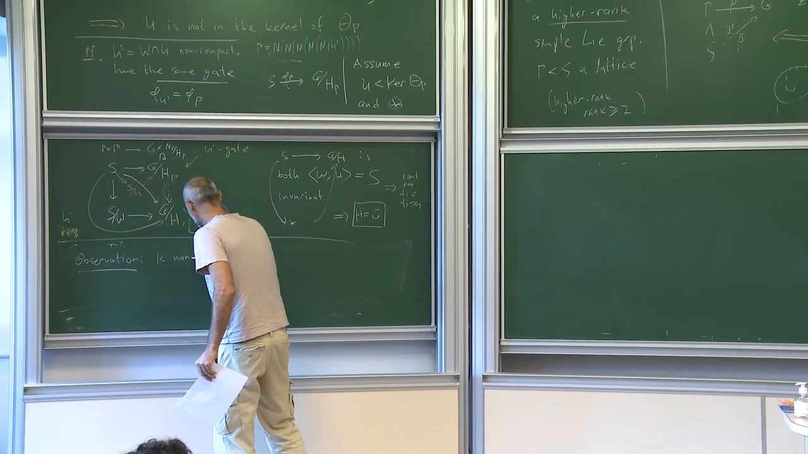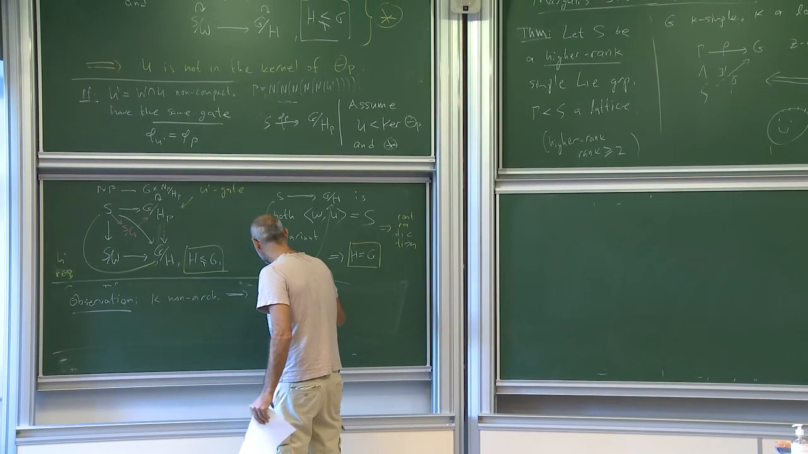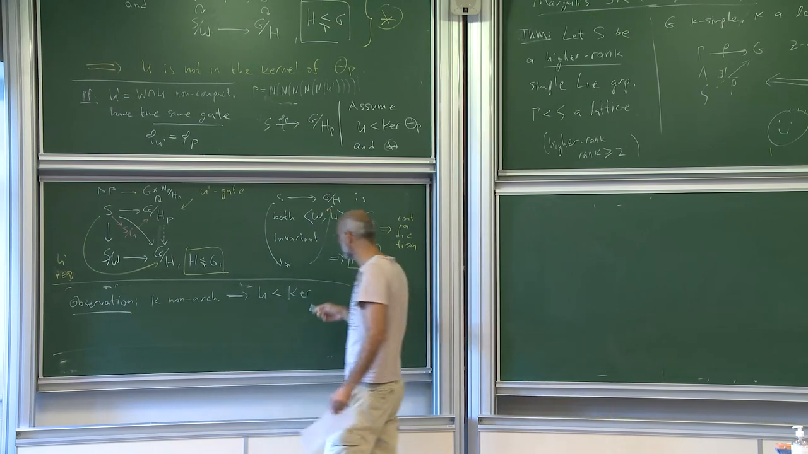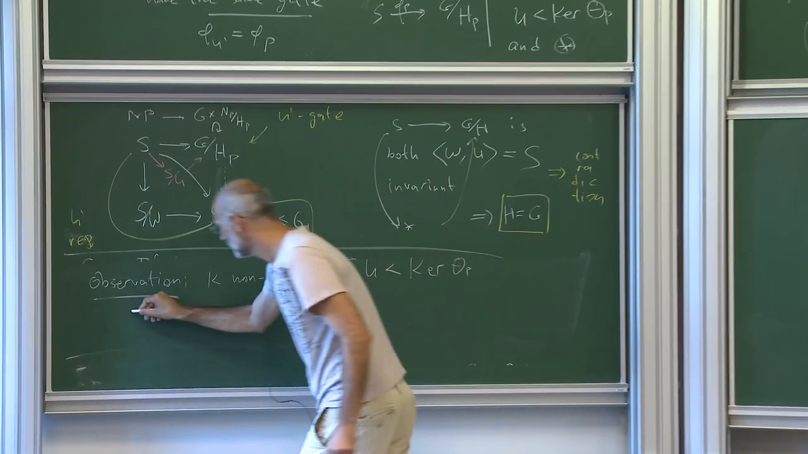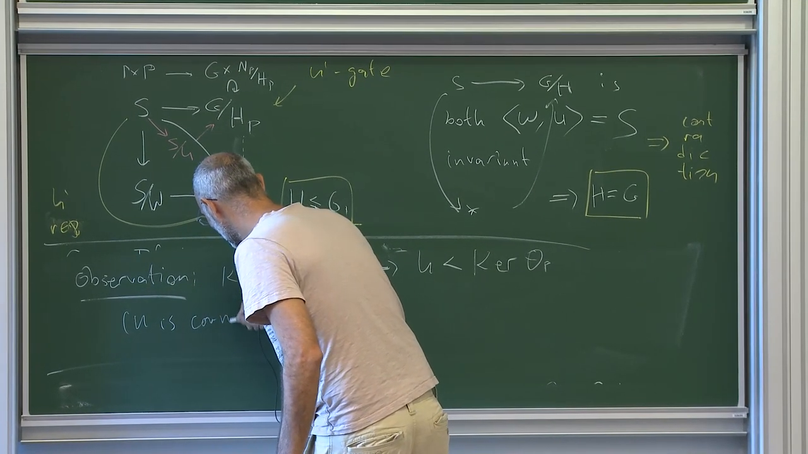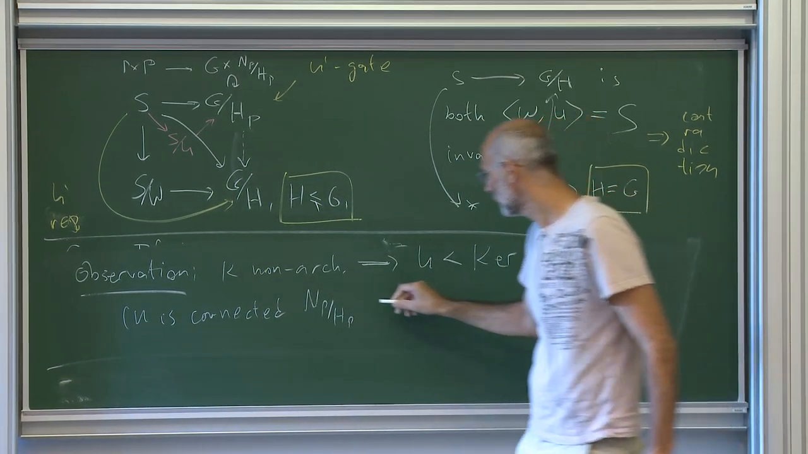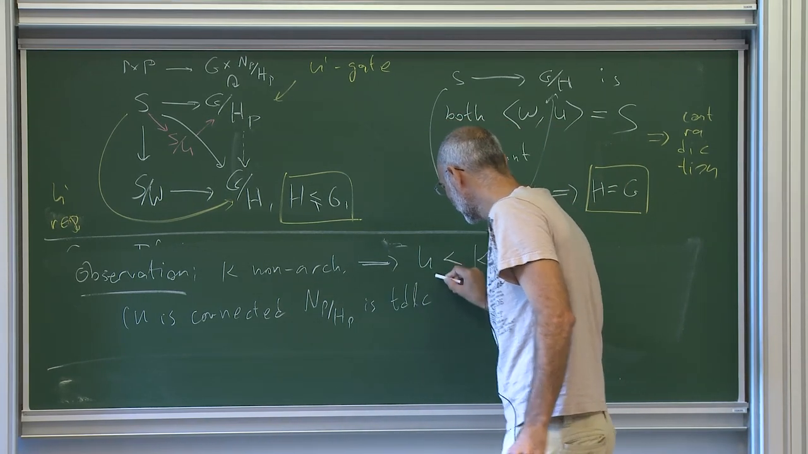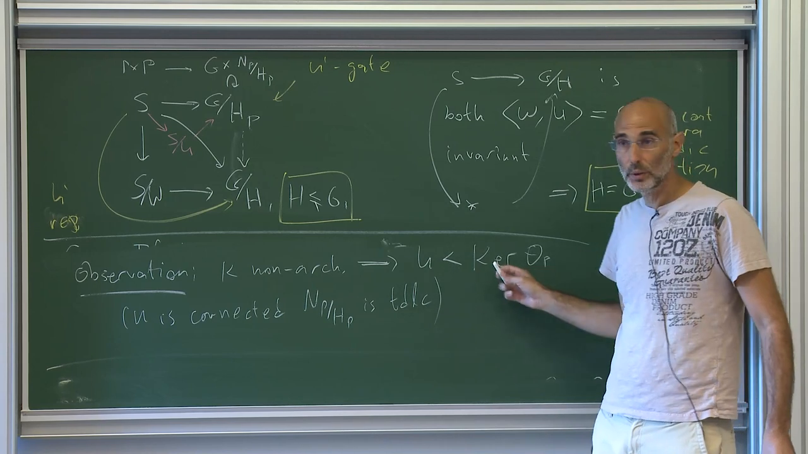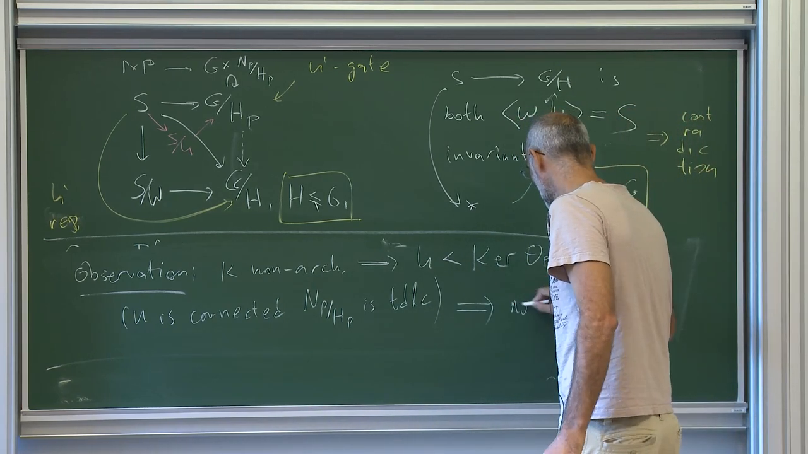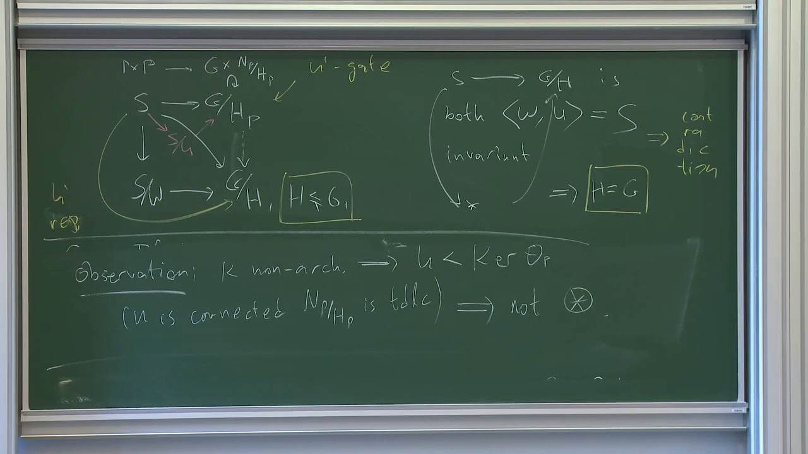If K is non-Archimedean, then U is certainly in the kernel of whatever map I have. Right? Because U is connected, and NP mod HP is a K group. It's totally disconnected. So I always have this, and I get that star cannot hold for free. So I mean, we have star.